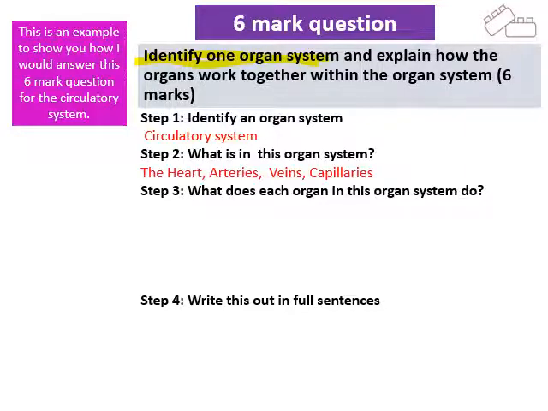So I've got the heart, veins, arteries and capillaries. Now obviously I'd need to write this as a full sentence, because in an exam situation you wouldn't have these little questions here to break up your answer, would you? So you would need to say, in this system there is the heart, the arteries, veins, and capillaries, or this system is made up of these things. Okay, something like that. Right, next part, what does each organ in this organ system do?